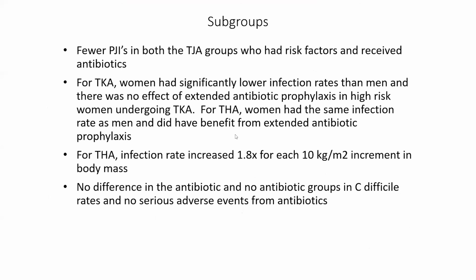They did do a subgroup analysis. Don't know what to make of the fact that in total knee replacements, women had a much lower infection rate than men, and there was no effect for antibiotic prophylaxis in that group. Maybe a numbers thing, but that did come out. They also found a significant correlation in hip arthroplasties with increased weight. The infection rate increased 1.8 times for every 10 kilograms per meter squared increment in body mass. So a big risk factor for infection in total hips.